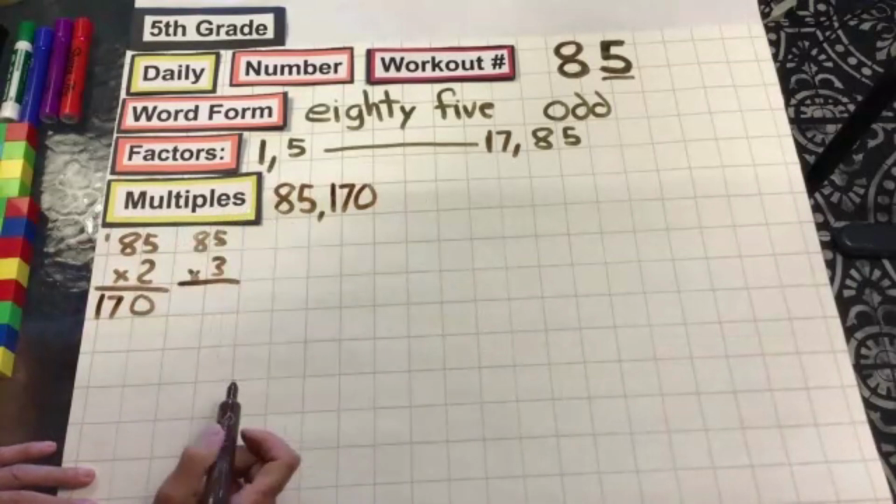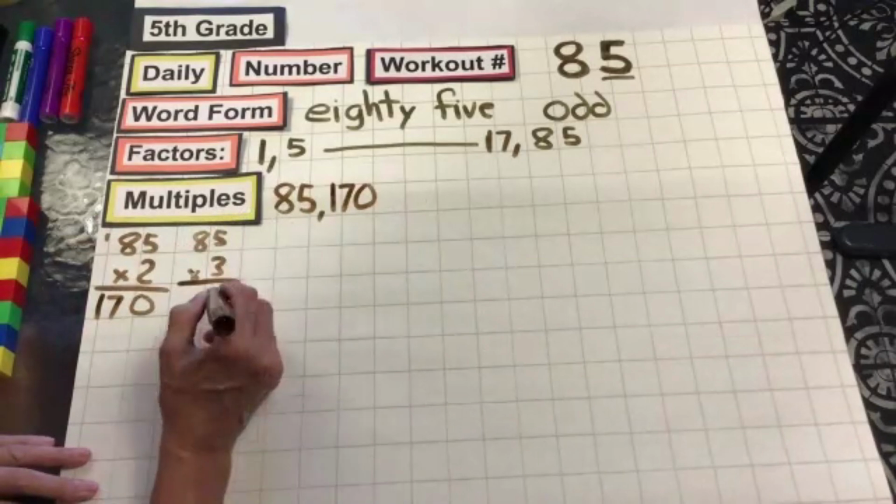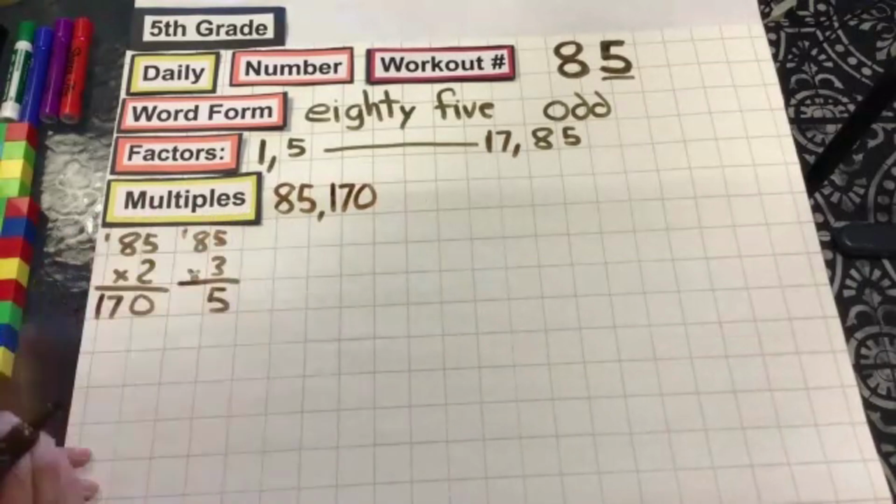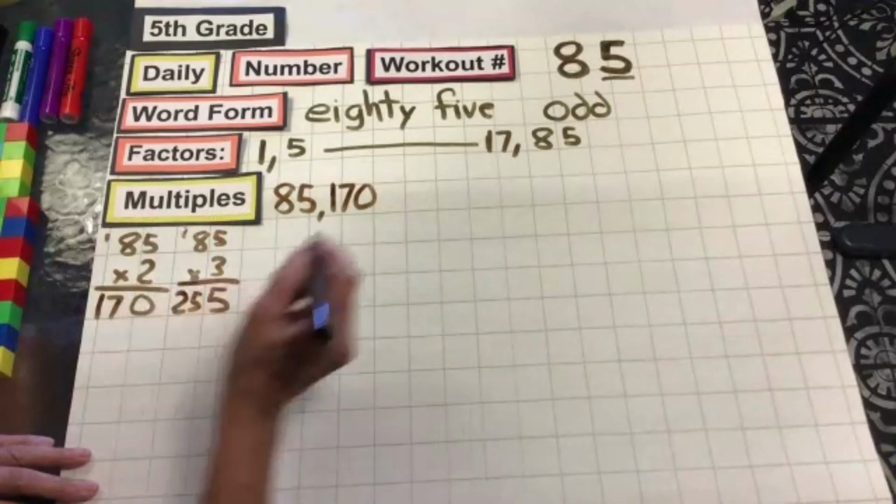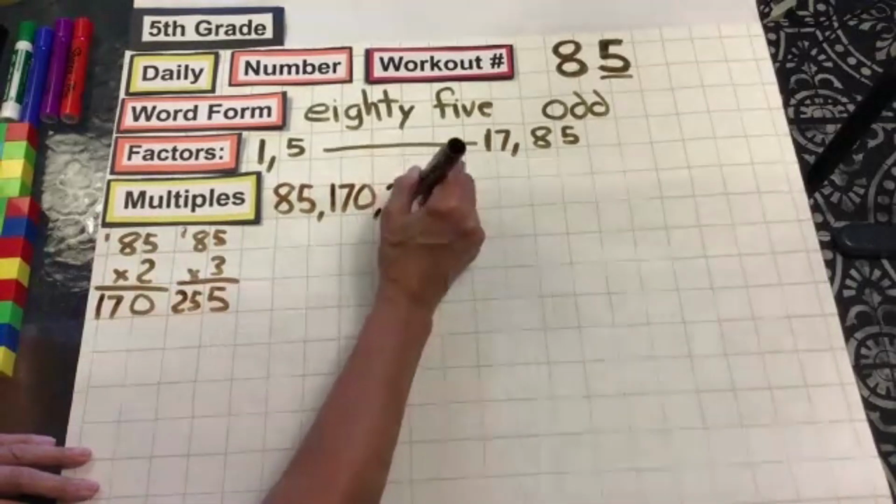Good multiplication practice. 3 times 5 is 15. Drop the 5, carry the 1. 3 times 8 is 24, plus 1 is 25. So we have 255.